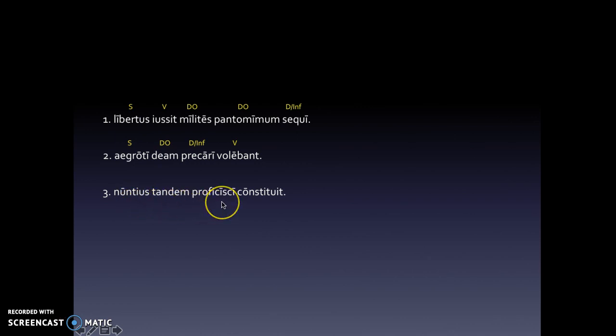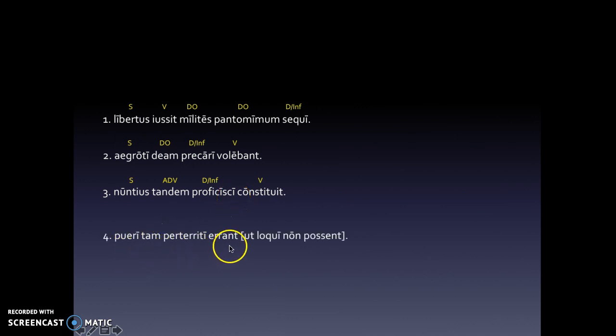Nuntius tandem proficisci constituit. We've got a nominative for our subject, we've got an adverb, we've got a deponent infinitive, and a main verb. The messenger finally decided to depart. So this was passive, but I translated actively.